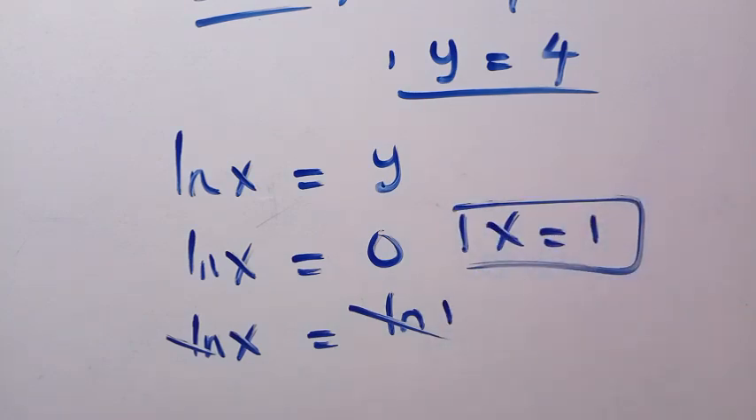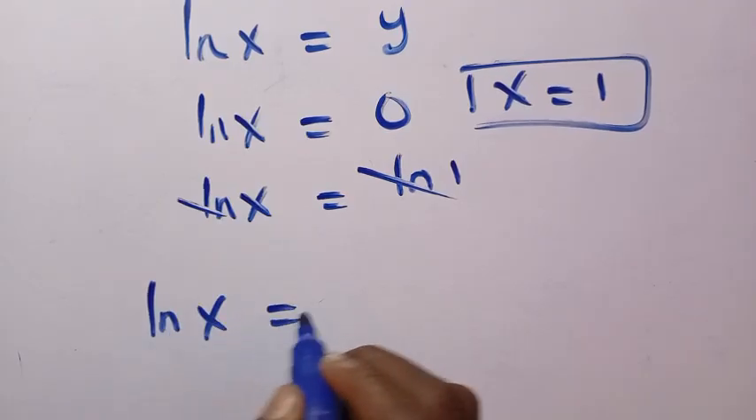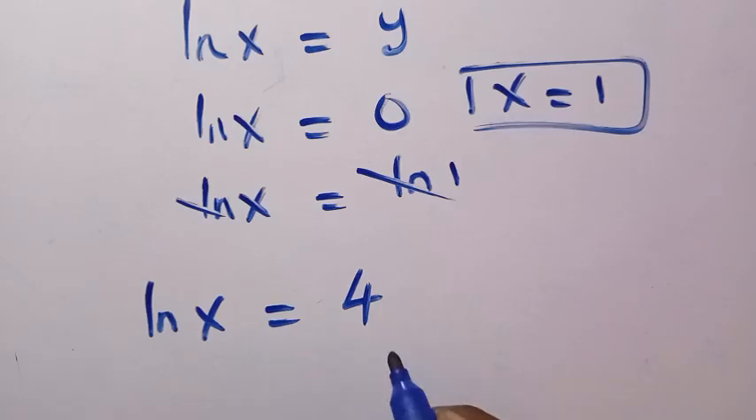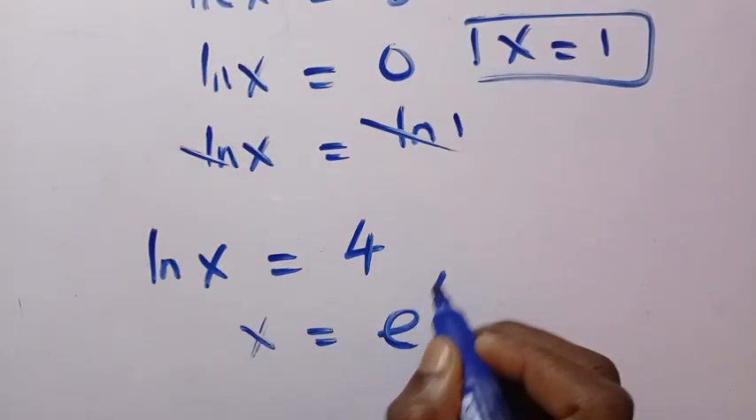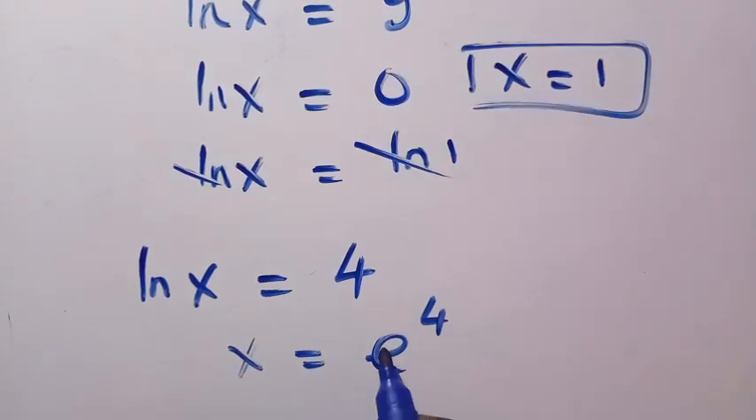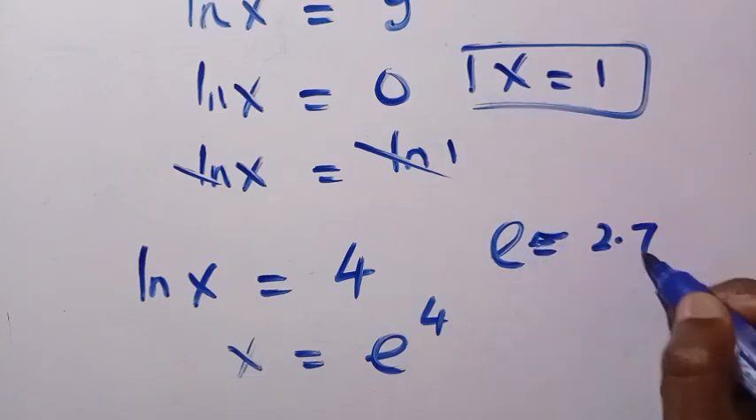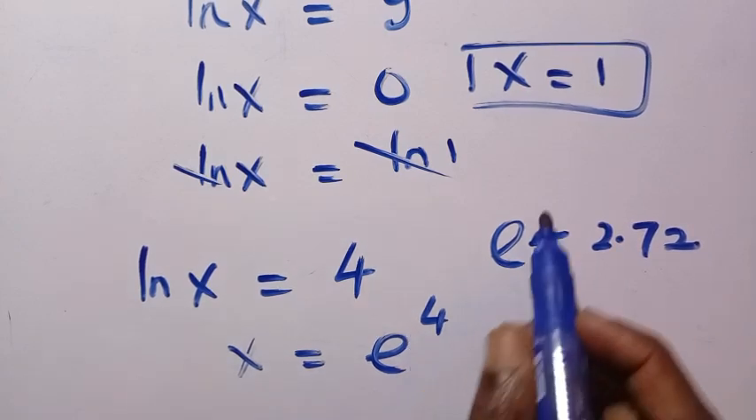So here is the first value of x. Also, if we have ln x equals y, and that y here is 4, introducing e to both sides, which is exponentials, we are going to have x equals e raised to the power of 4. And actually this is x equals 1 and this one is x greater than 4, because the value of e is approximately 2.72 and so on. So this is how we solve this problem. We have x equals e raised to the power 4 and x equals 1.